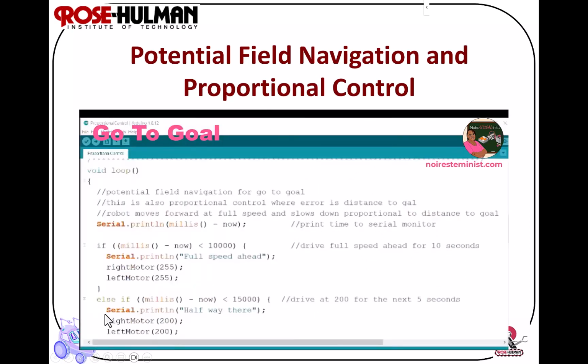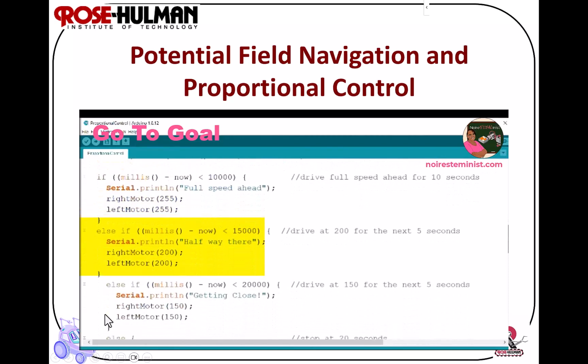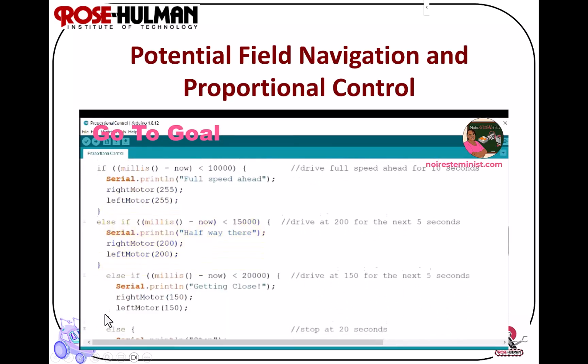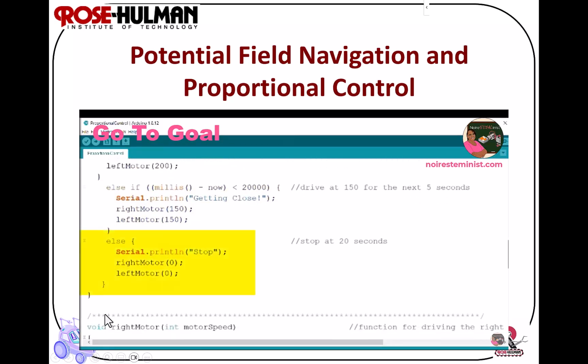So this loop implements proportional control, potential field navigation for go to goal. The first thing it does is it finds the difference between the current time and the beginning of the code runtime. And if that time is less than 10 seconds, the robot moves full speed ahead. If it's then less than 15 seconds, the robot is halfway there, so it slows down. If that time is less than 20 seconds, the robot is getting close, so it slows down a little bit more. And then once it is greater than 20 seconds, the robot stops.